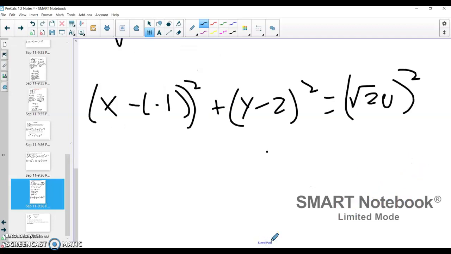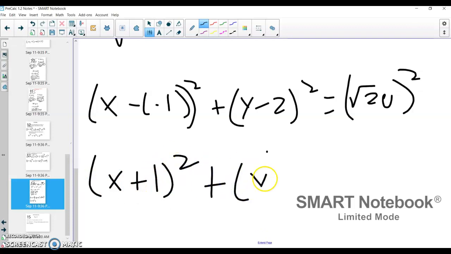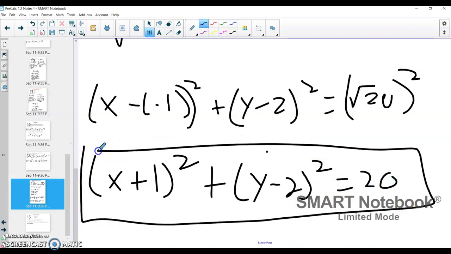And what we'll get then is x plus 1 squared plus y minus 2 squared equals 20. And that would be my equation for that circle that goes through that specific point.